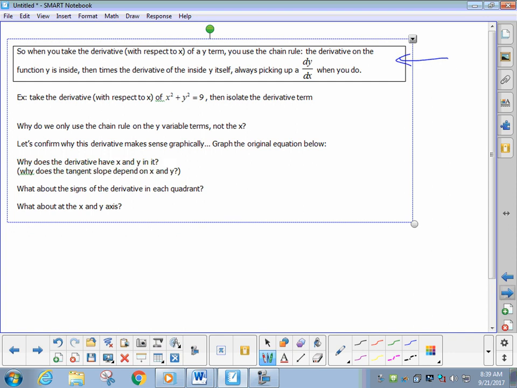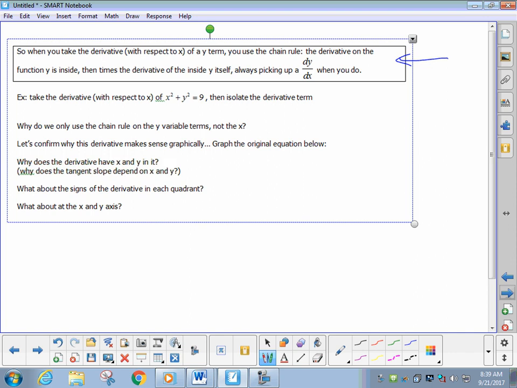That is the big idea. When you take the derivative of a y term, you take the derivative normally, but you gain a dy/dx because of the chain rule. When you take the derivative of y with respect to x, you get a dy/dx. Let me show you what this might look like. Say you had this equation. It's not a function. It would fail the vertical line test, so I'll call it a relation.